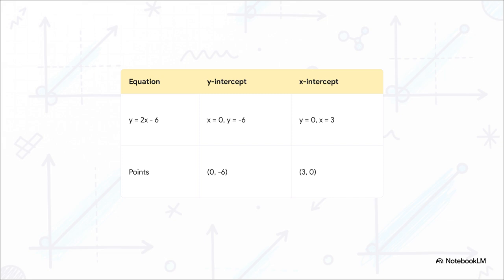To find the y-intercept, we set x to 0. Well, 2 times 0 is just 0, right? Leaving us with y equals negative 6. So our first checkpoint is the coordinate (0, -6). Super simple.